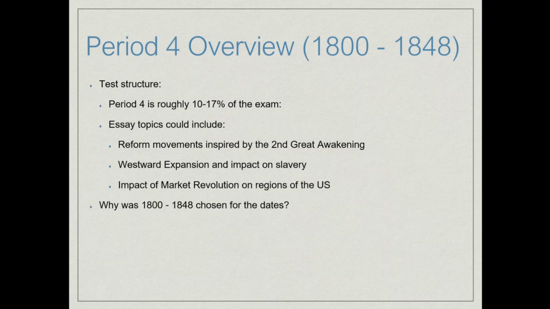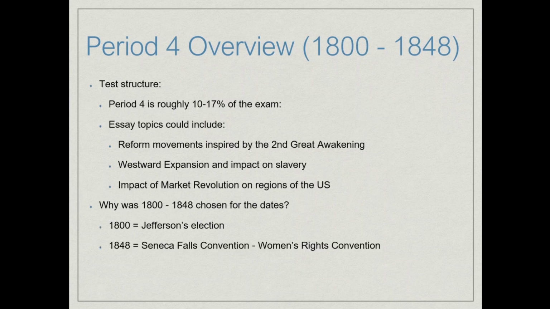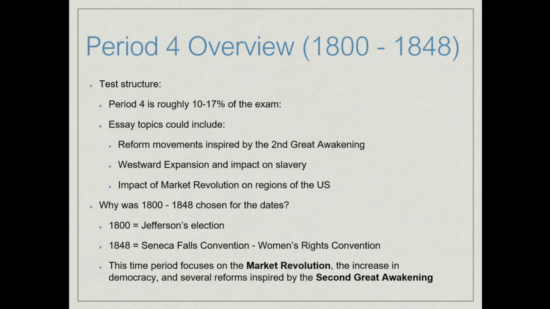Why was 1800 to 1848 chosen as dates for this unit? 1800 is Jefferson's election. 1848 ends with Seneca Falls Convention and the women's rights movement. So this really ends with where we stop talking about the reform movements of the mid-19th century. This time period focuses on the market revolution, the whole economic development in America in the mid-1800s, the increase in democracy, Jacksonian democracy, several reform movements inspired by the Second Great Awakening.